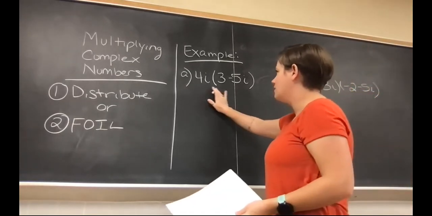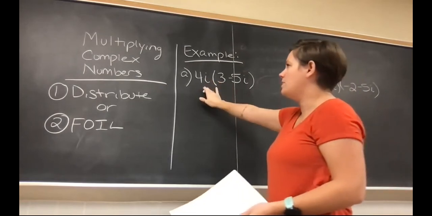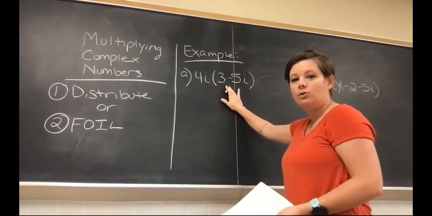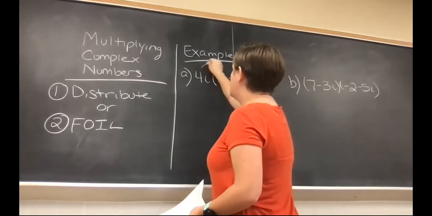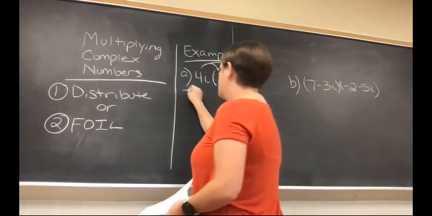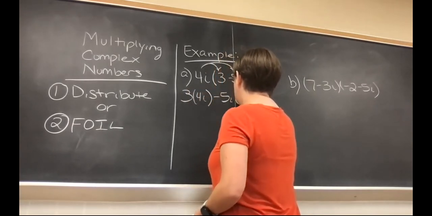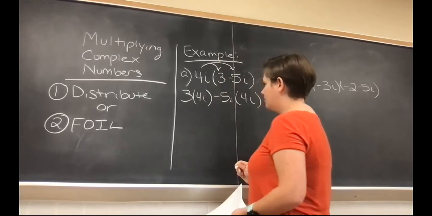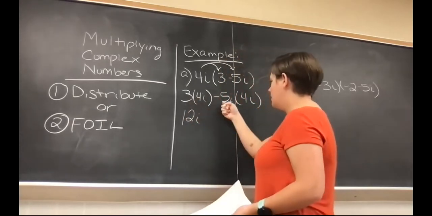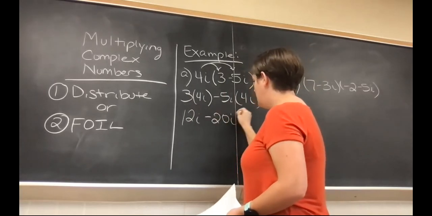We have 4i times 3 minus 5i. So in this case, we have one thing outside the parentheses and two things inside. So when you have that, you're going to distribute. That means you take 4i times each thing that's inside. So we have 3 times 4i minus 5i times 4i. 3 times 4i is 12i. Minus 5i times 4i would be a minus 20i squared.